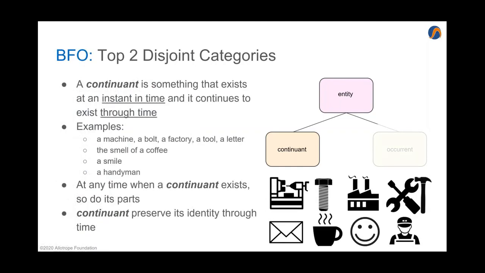So let's gain more understanding of those terms. A continuant is something that exists at an instant in time and continues to exist through time. Examples: a machine, a bolt, a factory, a tool, a letter, the smell of coffee, a smile, a handyman. At any time when a continuant exists, so do its parts. So a bolt is part of a machine, and it preserves its identity through time.